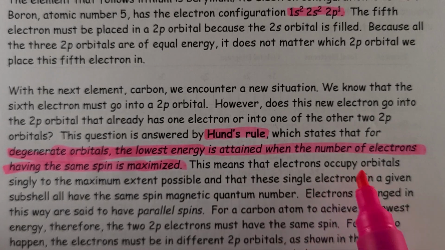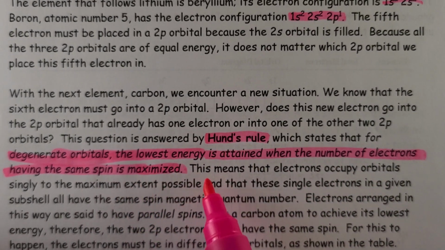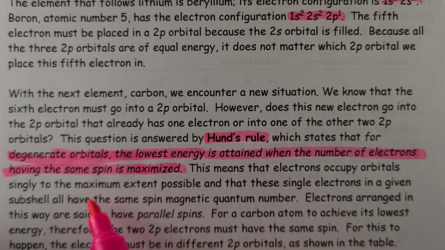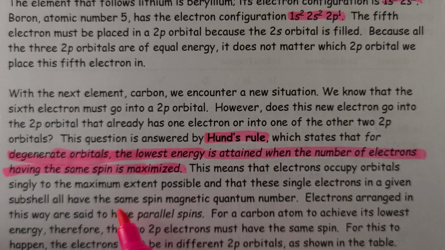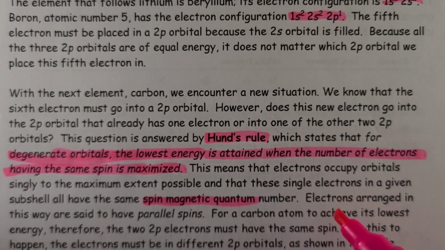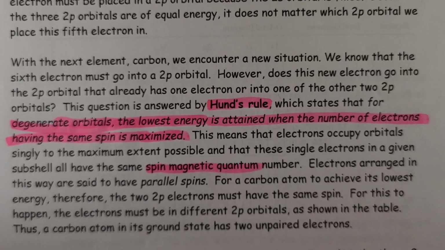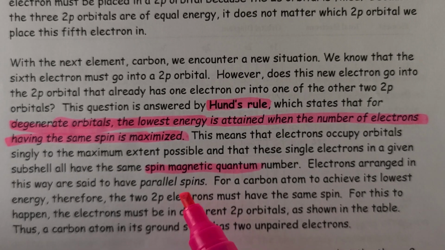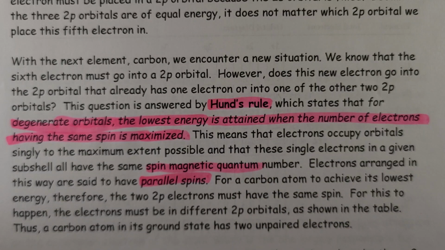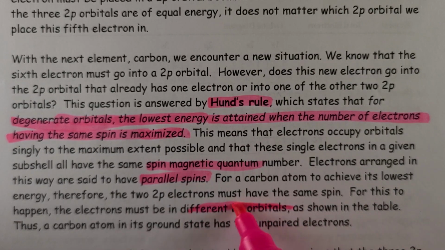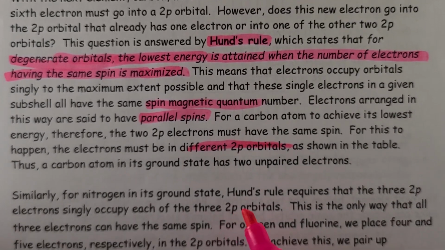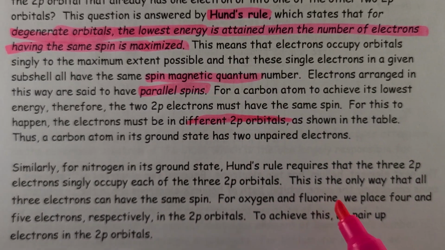The lowest energy is attained when the number of electrons having the same spin is maximized. This means that electrons occupy orbitals singly to the maximum extent possible, and that these single electrons in a given subshell all have the same spin quantum number. So we could have them as upward arrows or downward. Electrons arranged this way are said to have parallel spins. For a carbon atom to achieve its lowest energy, therefore, the two 2p electrons must have the same spin. For this to happen, the electrons must be in different 2p orbitals, as shown in the table. Thus, a carbon atom in its ground state has 2 unpaired electrons in that region.